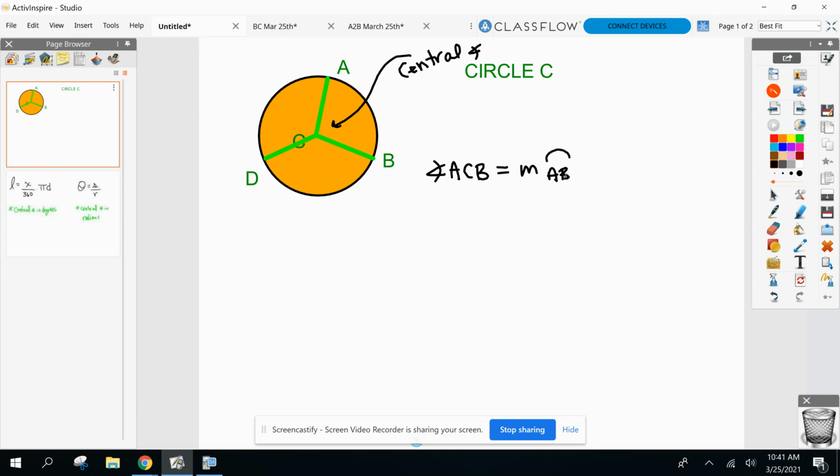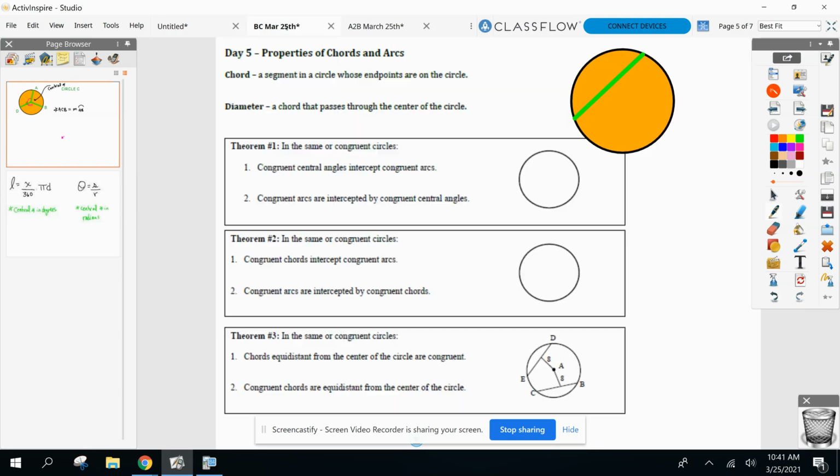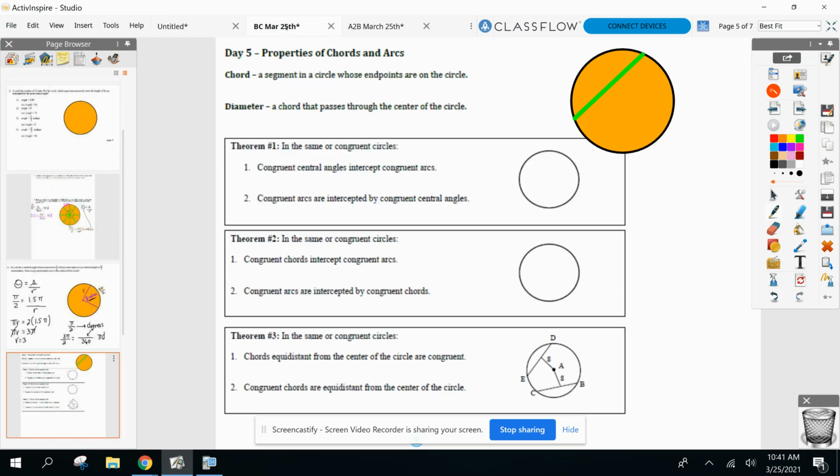Now, here's what I'm going to throw at you. Let's say in the same circle, you have 2 central angles that are congruent. So what's that mean to you guys? If those 2 are congruent, Radhika, what else? The arcs have to be congruent. Makes sense. And that's our first theorem I'm going to show you today in your notes: if you have congruent central angles, the arcs have to be congruent.